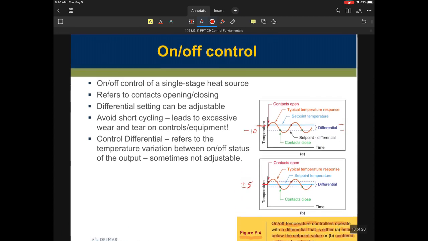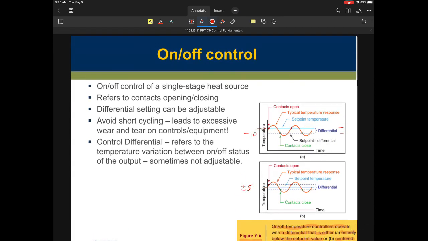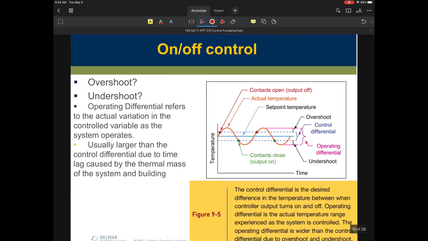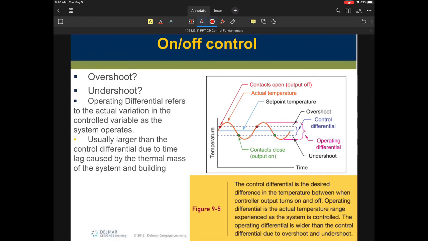Most of the time, that's a parameter that is adjustable on electronic controls. Very rarely would it not be, but there are certainly some where you don't have any control over that. I've even seen some of the controls that have automatic calculation of the differential. So it'll learn the system. It'll actually figure out or recalculate what the differential should be based upon a cycle rate. So in other words, if you have a boiler that's short cycling, it will automatically manipulate this differential, and that's pretty neat to see.